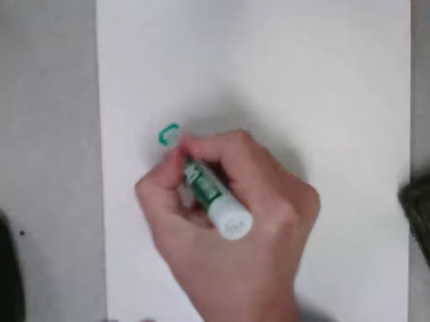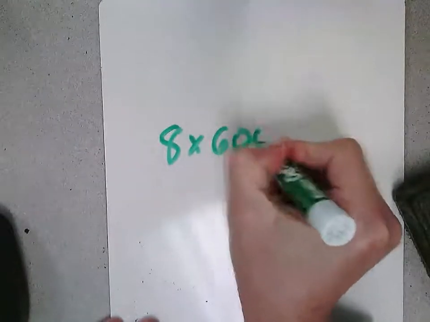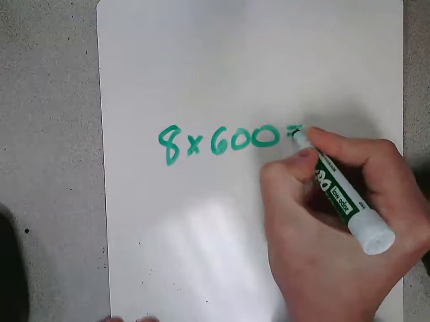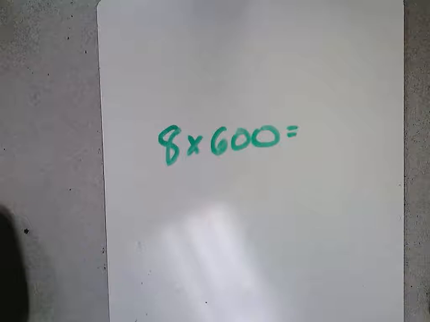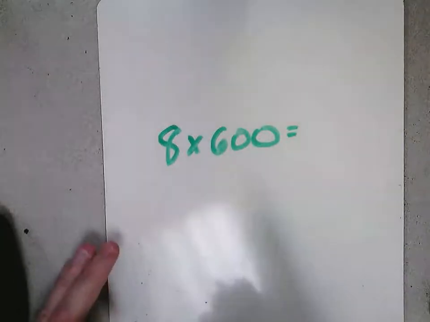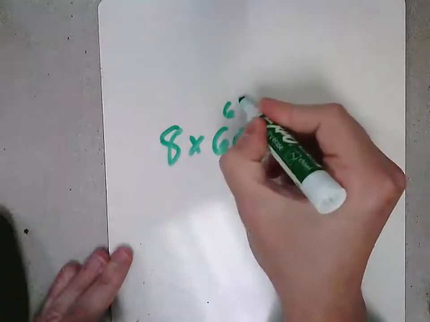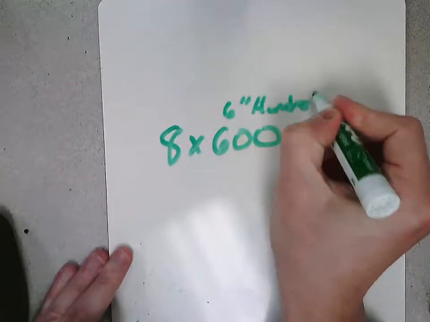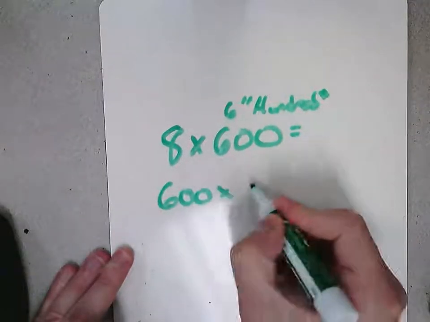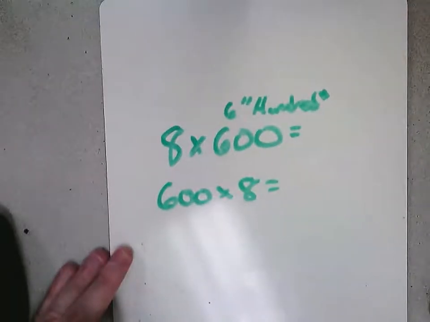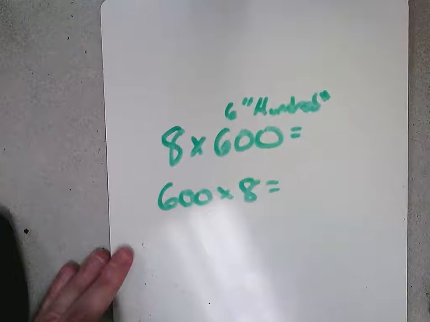If we were going to do, we'll say 8 times 600. Okay, and I'll give you a second to pause this and try it out yourself. I'm not going to wait in real time, but I'll give you a minute. Okay, so if we were going to look at this, again, it's 6 hundreds. And keep in mind that if it was 600 times 8, this would work the exact same way. I'm just writing it this way for right now just to keep things straight. But keep in mind, 600 times 8 is the same thing as 8 times 600.